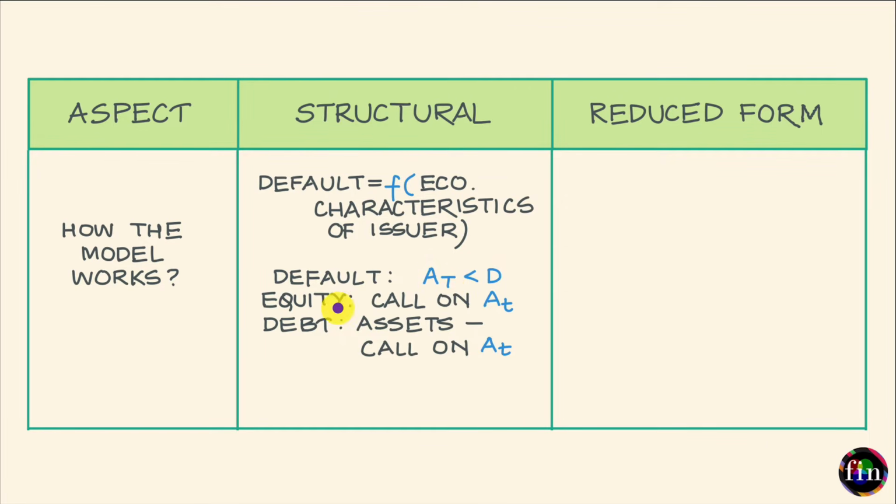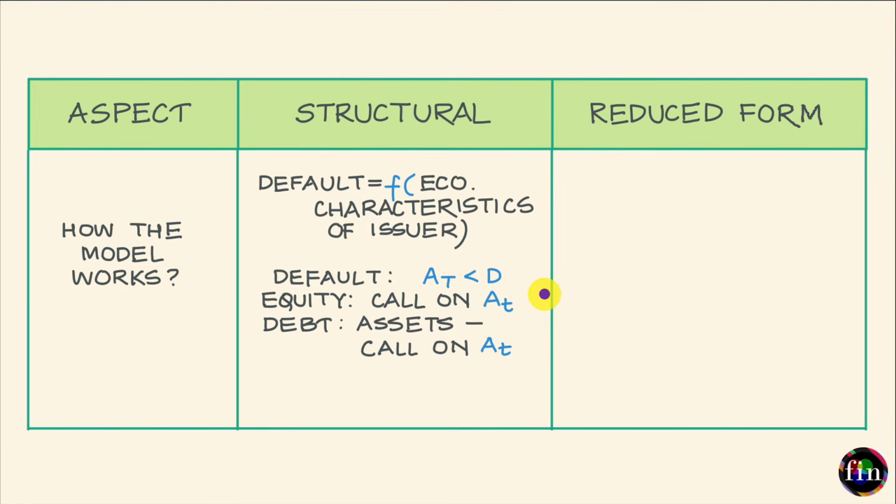Okay, since equity plus debt is equal to assets, debt should be equal to assets minus equity, which we know is a call on these assets, and therefore debt should be equal to assets minus call on assets. This tells me that debt holders are the owners of these assets and debt holders have written a call option on the firm's assets and sold this call option to the equity holders.